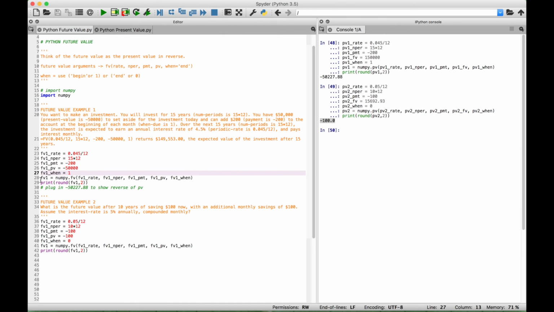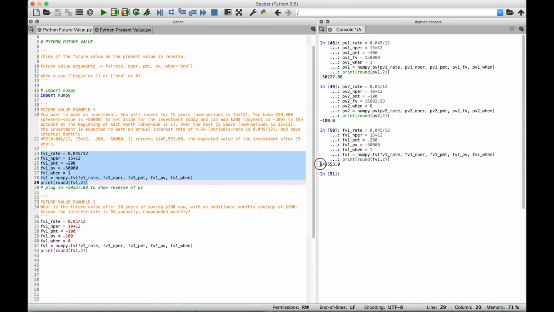So next, we created our variable, and then we used our NumPy extension, dot, to access the future value function, put in our arguments, used a print to display, round this off to 2 decimal places, select our code and run it. And you can see our answer is $149,553. And this is the expected value of the investment after 15 years, according to all of our criteria here.